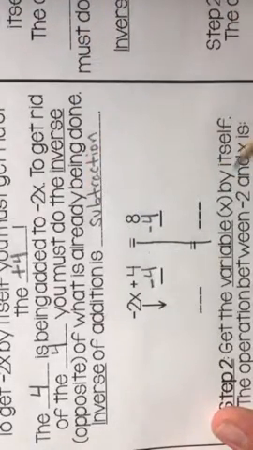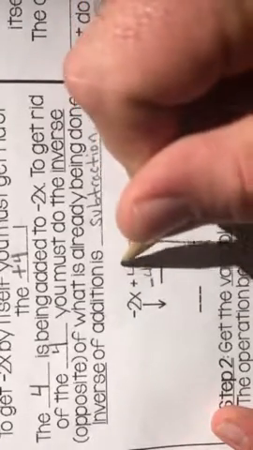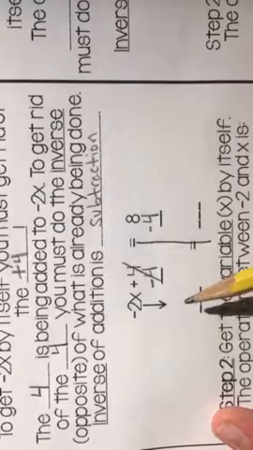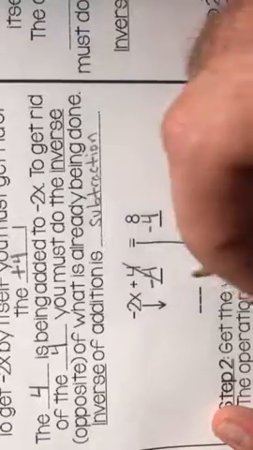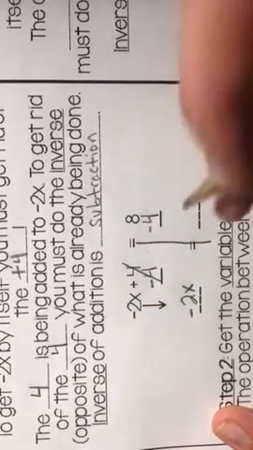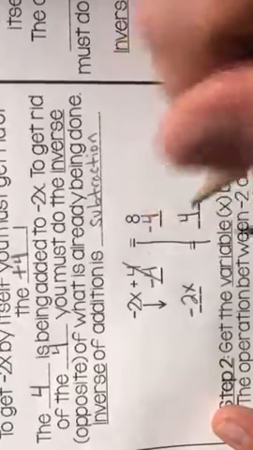Well, I know that a plus 4 and a minus 4 cancel each other out to make 0. So that means all I have left on this side is the negative 2x, which I bring down, equals 8 minus 4. Well, I know 8 minus 4 is 4.